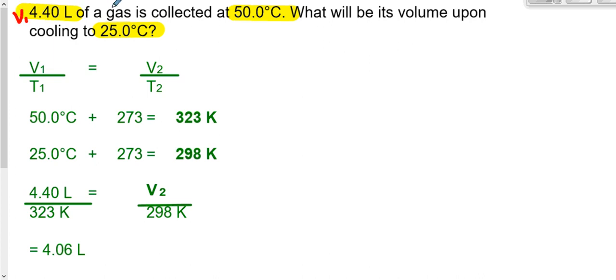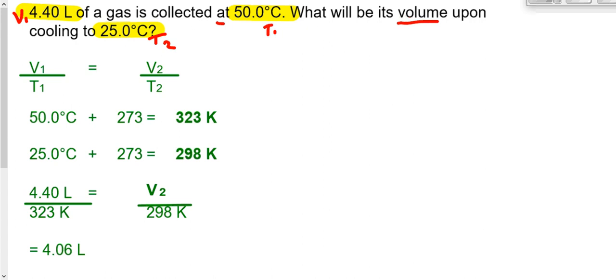4.4 liters of a gas is collected at 50 degrees Celsius. Degrees Celsius is a temperature. The word at links it to V1. They happen in the same instance. I'm going to label this guy T1. What will its volume be upon cooling it to 25 degrees Celsius? Again, degrees Celsius is another unit of temperature, so I'm going to label this T2, and they're asking me to find volume. So I need to pick a formula that has volumes and temperatures.